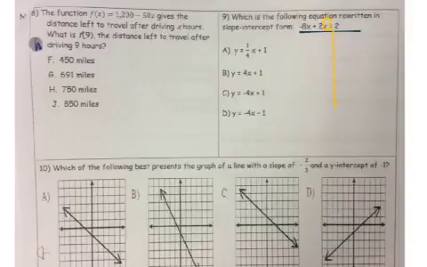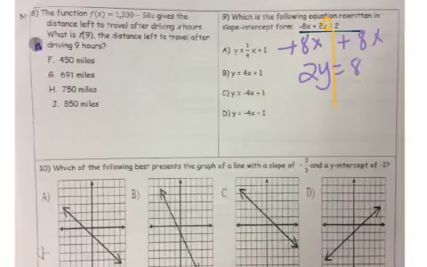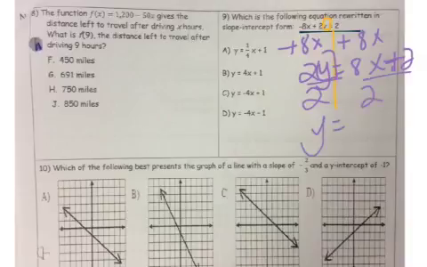First thing I'm going to do is add 8x to both sides. Get rid of the x. So 2y equals 8x plus 2. Now I need to get y by itself. I need to divide by 2. So y equals 8 divided by 2 is 4x. 2 divided by 2 is 1. 4x plus 1. So the answer is B.